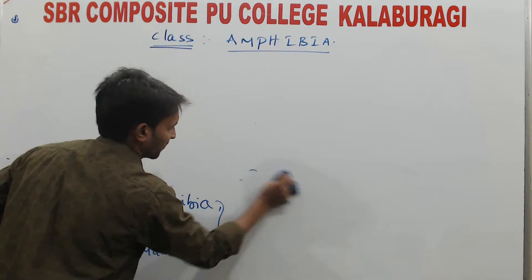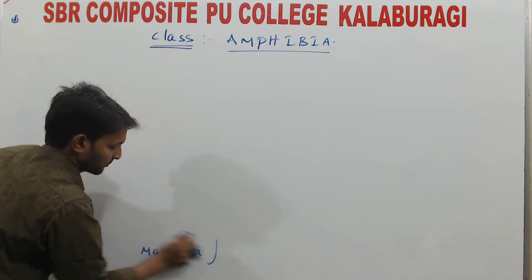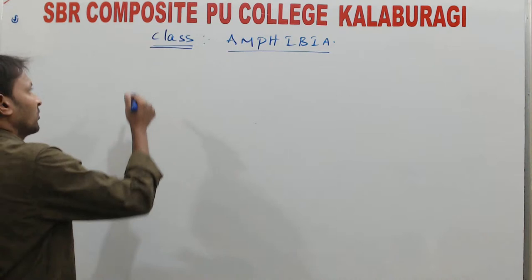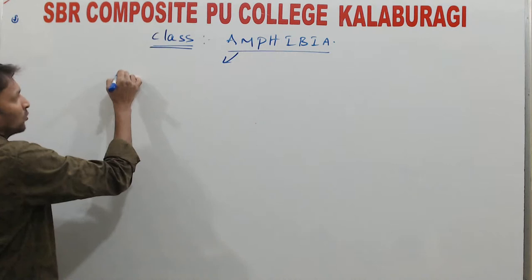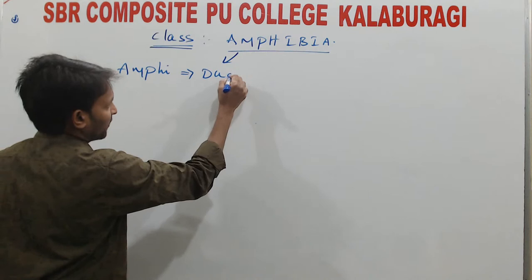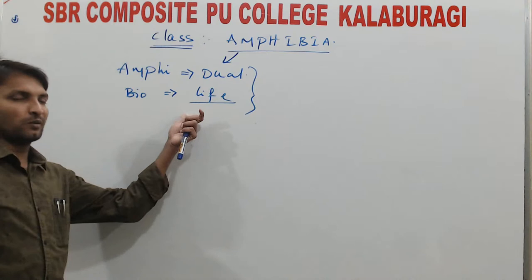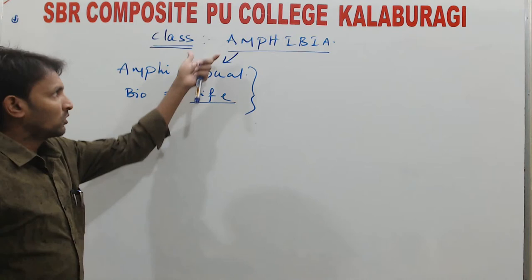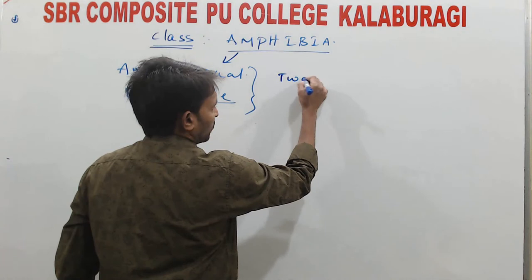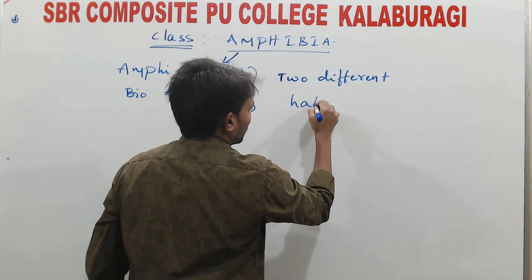So if you look into the name Amphibia, Amphi means dual. Here the name has two root words, Amphi, which means dual, and bia or bio, which means life. Here, what is the dual life? You know this already from previously. The dual life, the name indicates, that these organisms live in two different habitats. They continue their life in two different habitats. Here the habitat means the place where they are living.